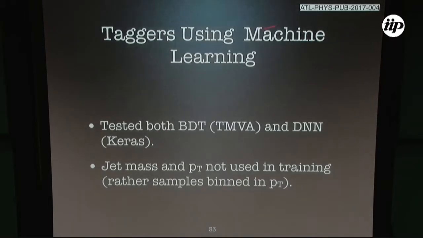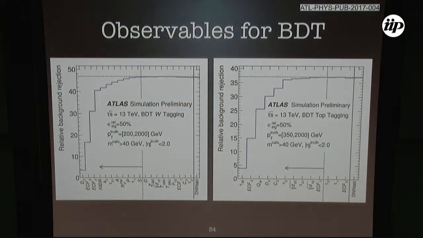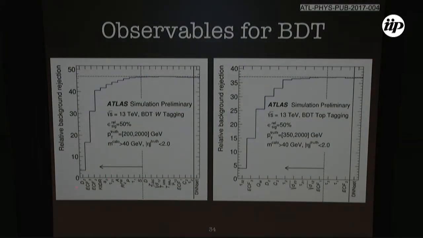We used BDT, which is the built-in from TMVA, and DNN using the Keras framework. We did not use jet mass and pT, but used a bunch of other variables. This is for the BDT. We started with one variable and kept adding variables, checking when we get the largest jumps in signal efficiency, and at some point it flattens out. The largest jumps you get using the angular correlators, in different forms of shapes. Of course, D2 is a ratio of ECFs, so these things are correlated. But that's what we get.